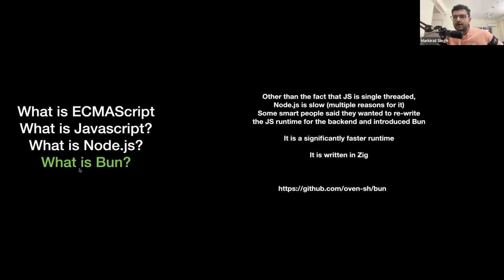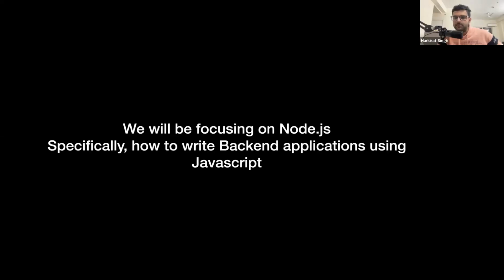Then Bun: Node.js is bad, Node.js is slow, Node.js is archaic. Developers here are very lazy. We will come and create a competitor, and so they did. Cool. We will be focusing on Node.js, not on Bun. That will be our primary runtime for the backend, but it is very easy to switch between the two.